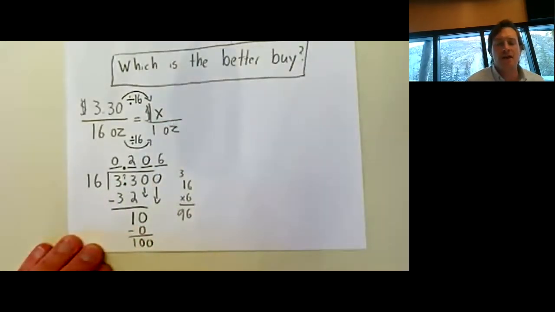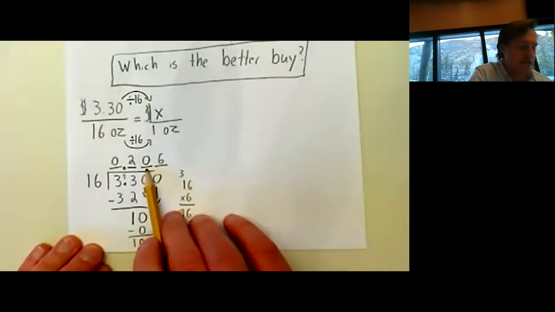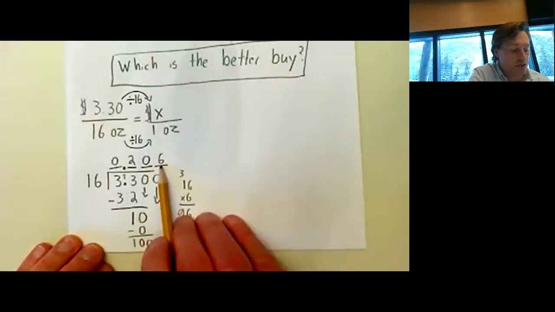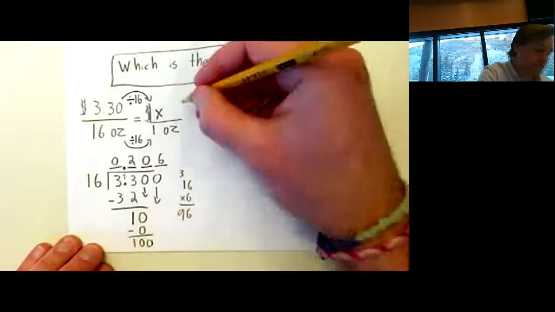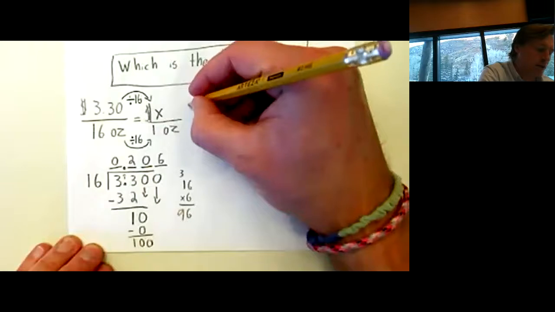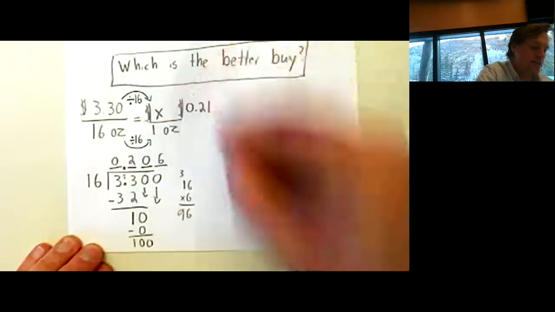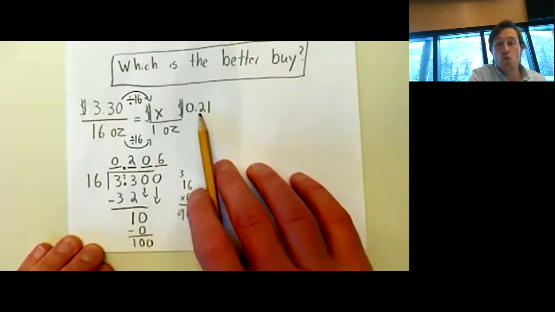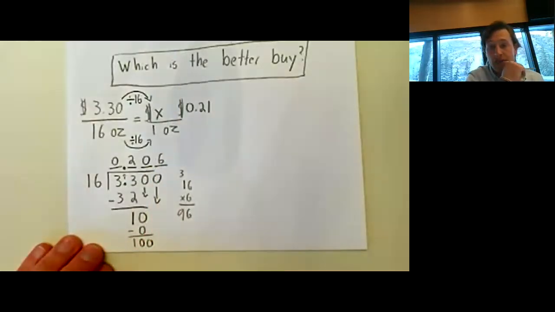And I'm just going to leave that there, because that's all the numbers I need to round to the nearest cent. My cent is right here in my hundredths place. So if I were to round, I look next door, it's 5 or more, so I'm going to let that 0 soar. So this X is going to be worth 21 cents. So for every 1 ounce, it costs 21 cents. So there's my unit rate for that first example of peanut butter.